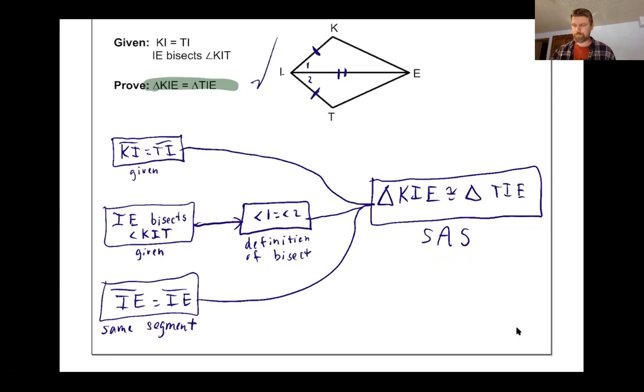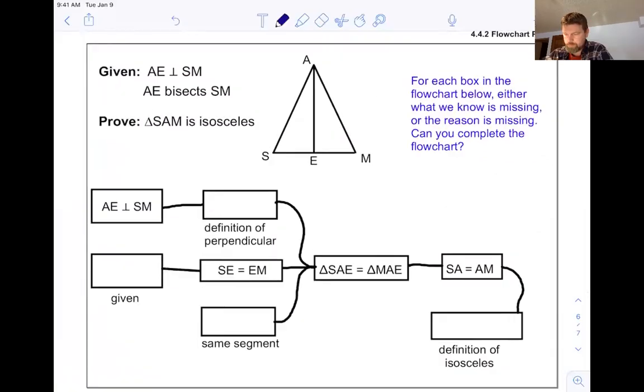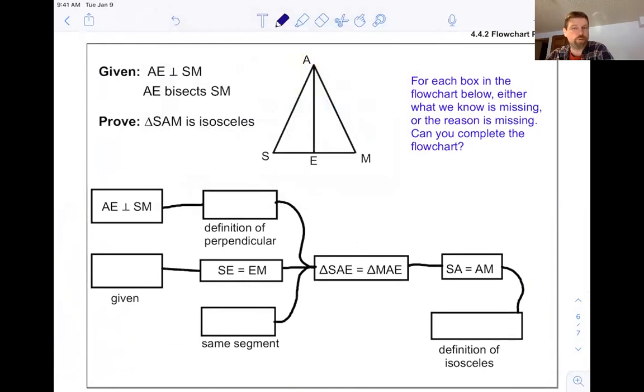Done. All right, let's do one more, and then we'll probably practice some in class today. All right, so we're going to do this flowchart proof. It looks like it's a pretty long flowchart proof, but luckily it looks like a lot of the things have already been filled in for us. We just need to fill in the missing information. So let's start right here.